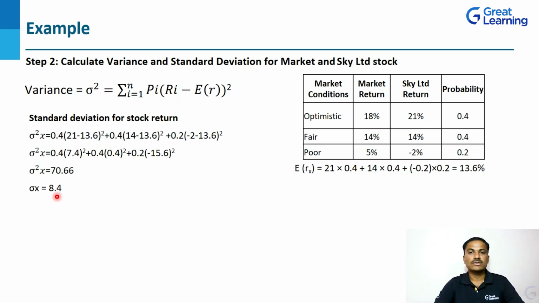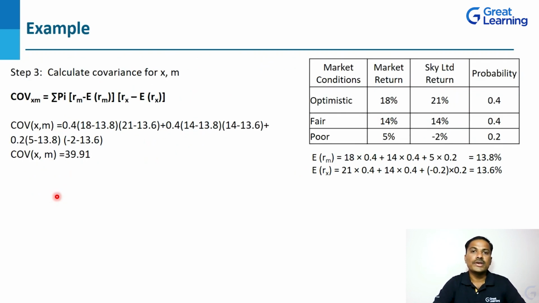So now we are done with two important steps in the process of calculating beta. What is the third step? You need to know the covariance for market as well as the stock. So how do we calculate covariance for market and stock? Covariance is equal to probability into market return minus expected market return, and return for stock minus expected return for stock. That is the formula, and you just need to plug in the values. Probability is 0.4, market return is 18, minus 13.8, the expected return for market.